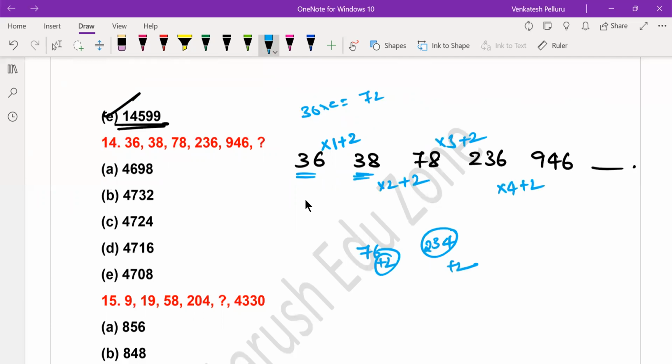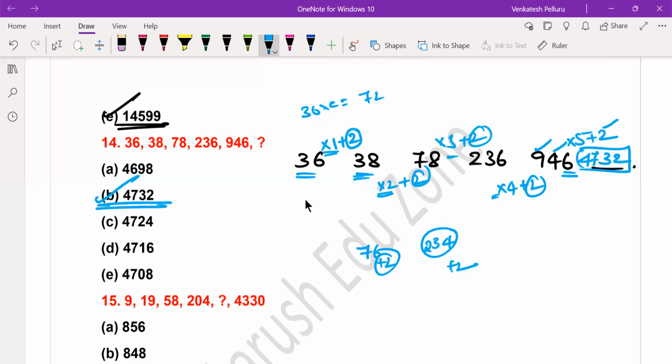If you look at the problem, the multiplying values are increasing: 1, 2, 3, 4. But if you look at the addition, the number being added, plus 2, plus 2, plus 2, is constant. So to get the answer, I have to multiply by 5 and then add 2. So first multiply by 5. 5 sixes are 30 plus 2 is 32. 3 carry forward. 5 fours are 20 plus 3 is 23. 5 nines are 45 plus 2 is 47. So the answer is 4732, which is option B.